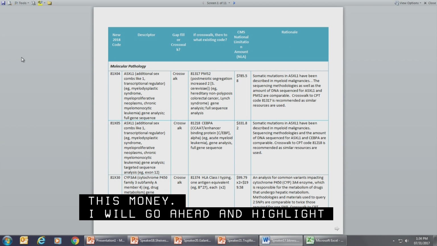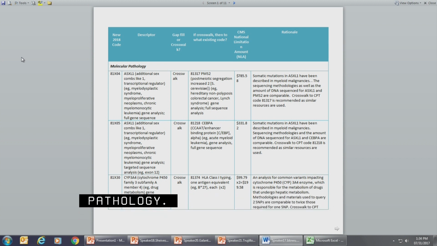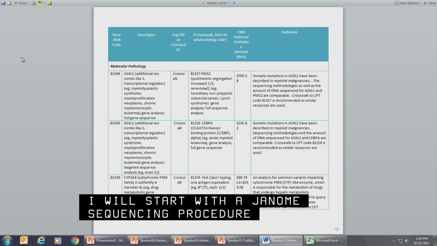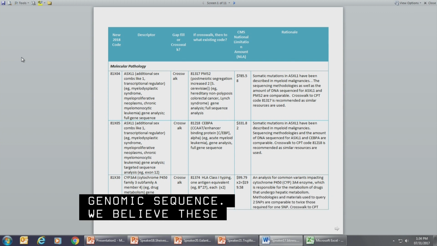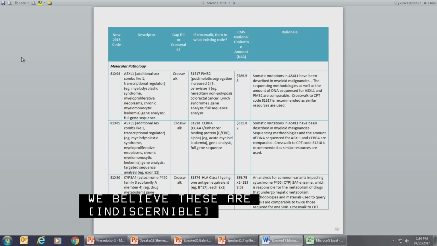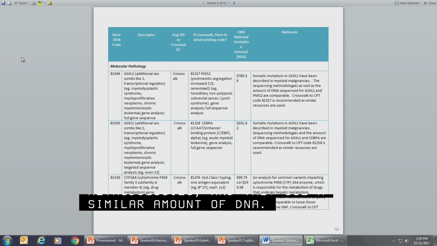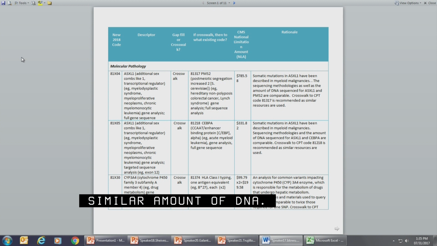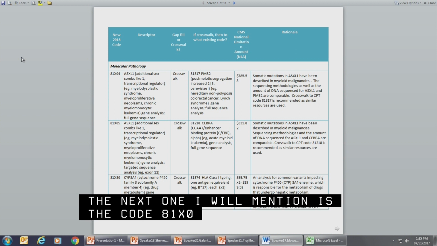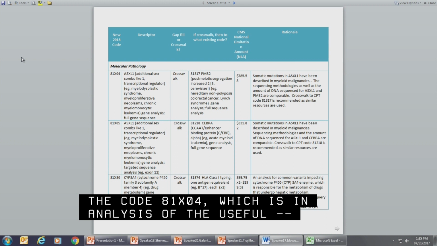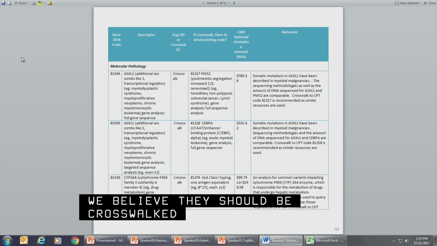I will go ahead, though, and highlight some of the recommendations of the College of American Pathologists. I'll start with the new genomic sequencing procedure code 814X5, Hereditary Peripheral Neuropathy Genomic Sequence Analysis Panel. We believe this should be crosswalked to 81439, Inherited Cancer Panel. We believe these have similar methodologies and use a similar amount of DNA, so this is an appropriate crosswalk. The next one is the new code 81X04, gene analysis often used for myeloid malignancies. We believe this should be crosswalked to 81317, PMS2, which has comparable exons, similar methodologies and similar amount of resources.